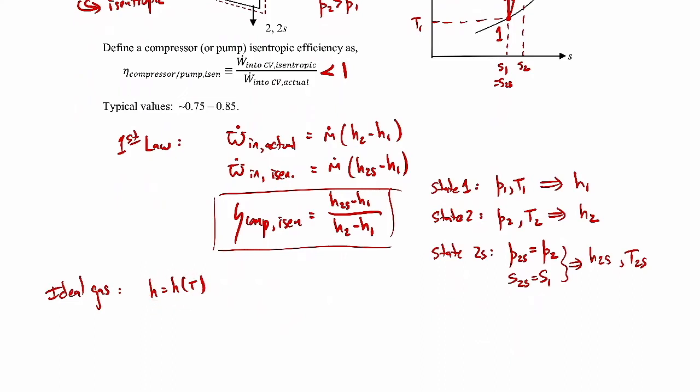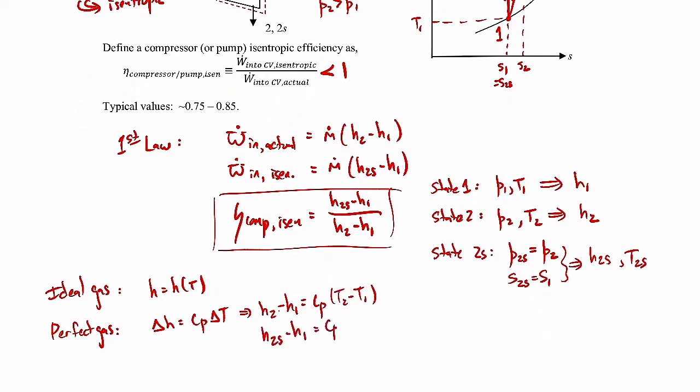If you're dealing with a perfect gas, where the specific heats remain constant, then you can write delta H as Cp delta T, right, for a perfect gas. So for example, H2 minus H1 would be Cp (T2 minus T1), and for the constant entropy case, it's Cp (T2s minus T1).